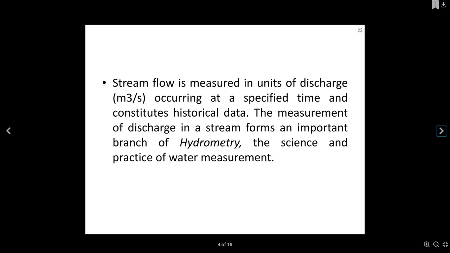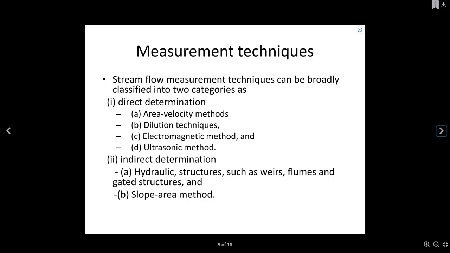So stream flow is measured in units of discharge occurring at a specified time, and it constitutes historical data. The measurement of discharge in a stream forms an important branch of hydrometry, the science and practice of water measurement. So as I've said earlier, discharge, yung units natin, that would be cubic meter per second. Usually kapag software, dalawa yan, it's either English or SI. So sa English, we usually use cubic feet per second. SI is cubic meter per second.